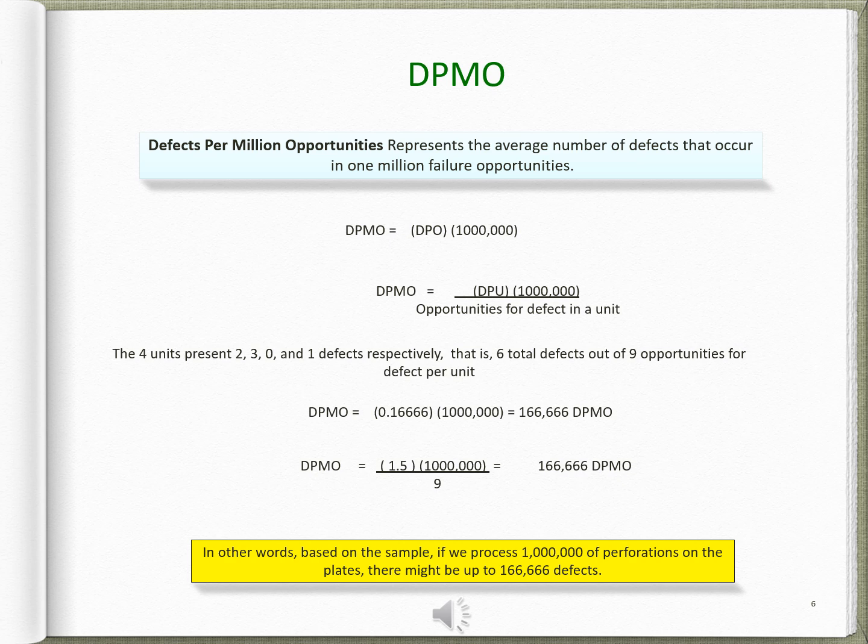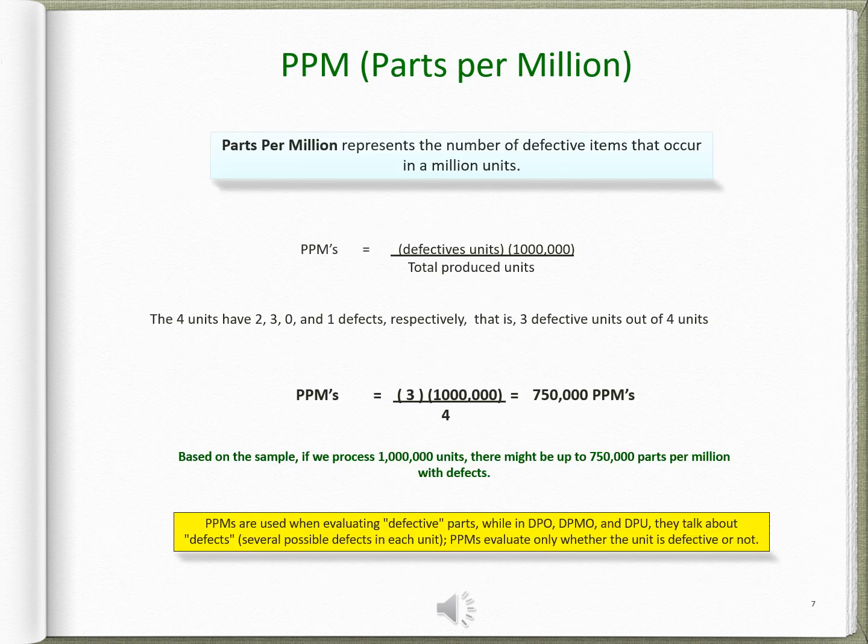In our example, the 4 units present 2, 3, 0, and 1 defects. That is 6 total defects out of 9 opportunities for defect per unit, which gives us 166,666 DPMO, or 166,666 defects per million opportunities. In other words, based on the sample, if we process 1 million perforations on the plates, there might be up to 166,666 defects.